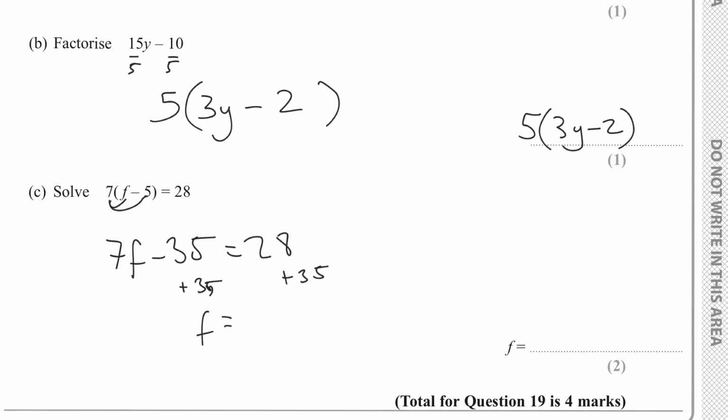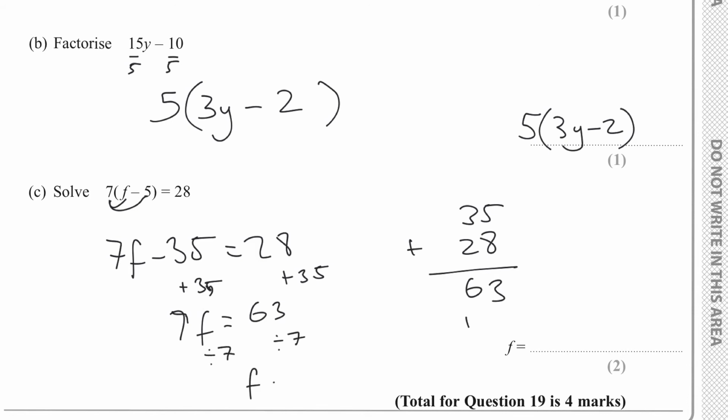So then 28 plus 35. Quickly work it out, because remember this is a non-calculator paper. So 5 plus 8, 13, carry the 1. 3 plus 2 is 5, plus the 1 which is 6. So we've got 63. So then we know 7f is equal to 63, and then divide both sides by 7. 63 divided by 7 would be 9, so f is equal to 9.